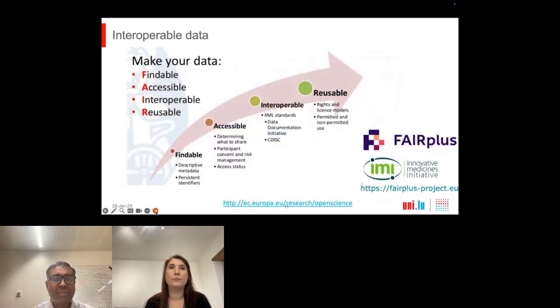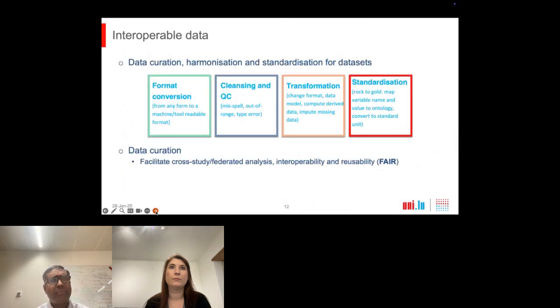Then another important thing, once we have the data from here, is to make this data FAIR. You all know what FAIR is: making data findable, accessible, interoperable, and reusable. And I'm also part of a project, which is now finished, called FAIR Plus. In this one, we developed the verification process, which we applied for this project.